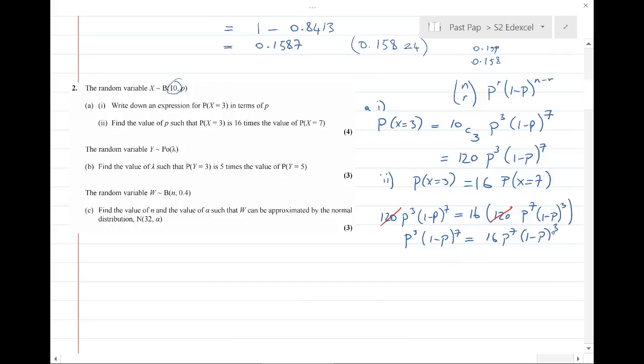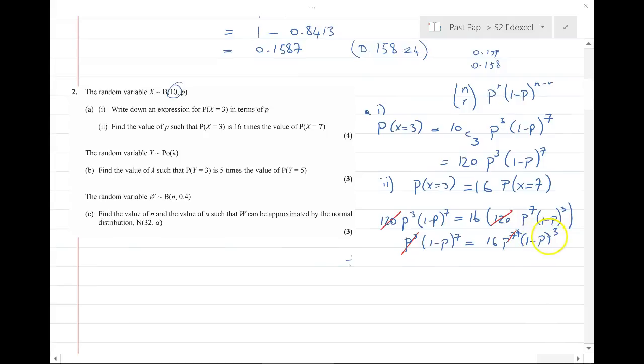Now I can do a bit of division here and divide it through. Let's just do the cancelling first. The p cubed can cancel with p to the 7 to give me p to the 4. And the (1 minus p) cubed on this side and the (1 minus p) to the power 7 on this side can also cancel to give me (1 minus p) to the 4 on this side. So that's a bit of a mess, so let's write that out again with all the cancelling bits done. We have (1 minus p) to the 4 equals 16 p to the 4.